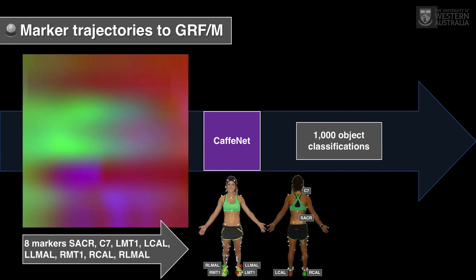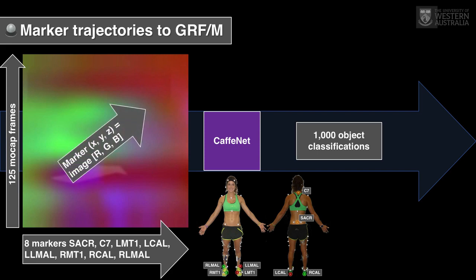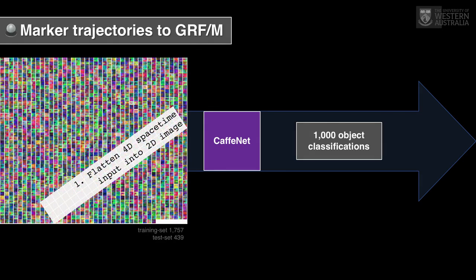So this blurry color image is one trial. We've made the 8 markers the width, and it's 125 frames of video, the height, and we're going to map the XYZ coordinates onto the RGB color space. And now what we have is all of our trials as images. This matrix contains the same trials as that earlier animation, so we flattened space-time and we've solved the input problem to our CNN.